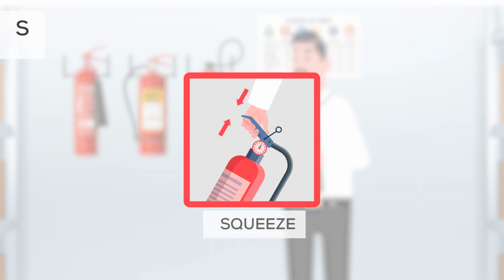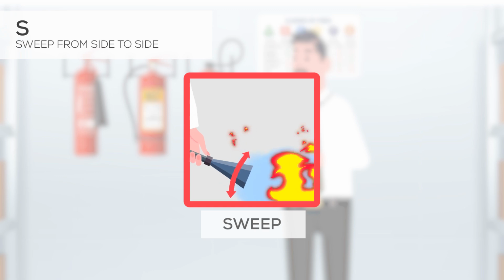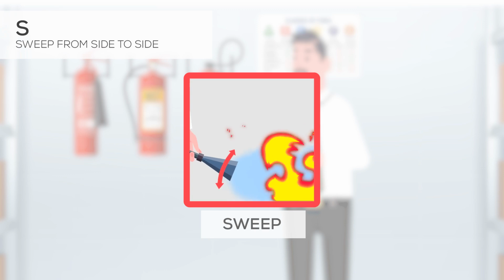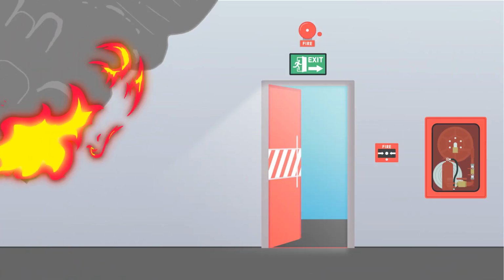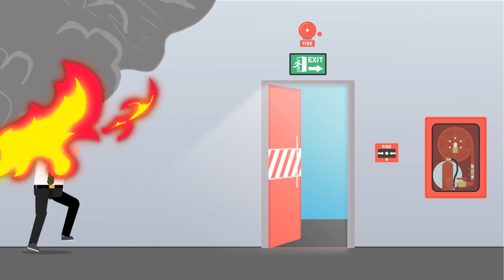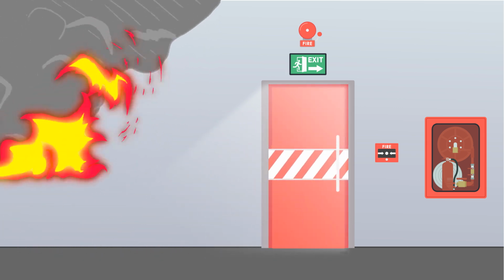S is squeeze. Squeeze the handle slowly to release the extinguishing agent. S is sweep. Sweep from side to side at the base of the fire, the fuel source, until the fire is out. If the fire reignites, repeat the last 3 steps. If you have the slightest doubt or uncertainty about tackling a fire, evacuate the building immediately and call the fire services.